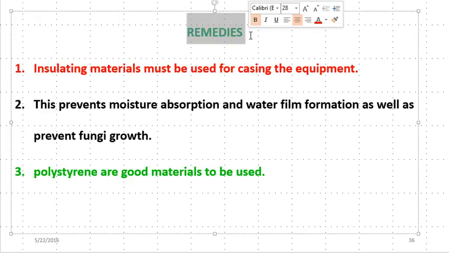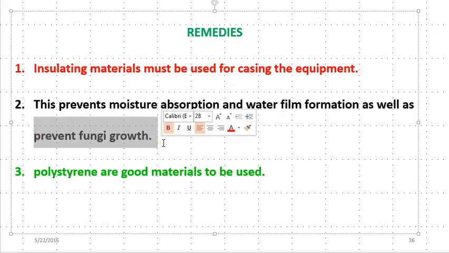So if humidity has a problem in tampering with the durability and reliability of electronic and electrical systems, how do we remedy it? The first thing is to use insulating materials to case our equipment so that there is no way this moisture can touch the components. And another way is to prevent moisture absorption and water film formation as a way of preventing the growth of fungi.